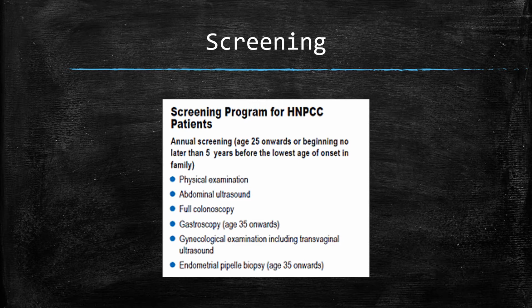The screening program for patients known to carry one of the HNPCC genes is directed towards the most common cancers. So these patients will need a colonoscopy, and women will need a careful gynecological examination. These screenings should begin by age 25, ideally, or no later than 5 years before the lowest age of onset in the family.